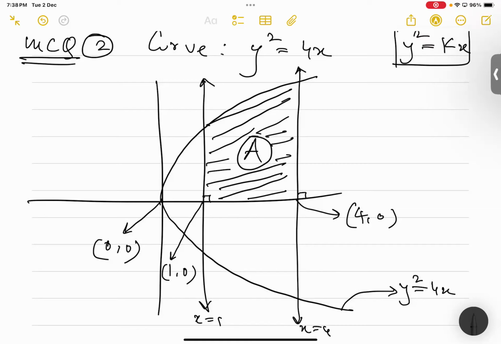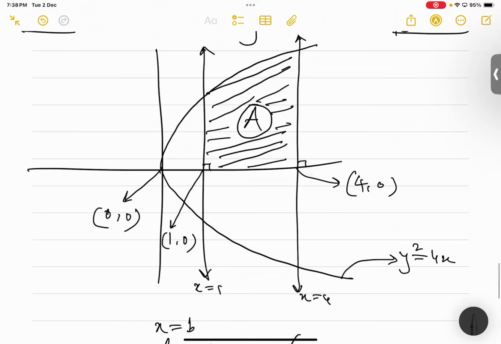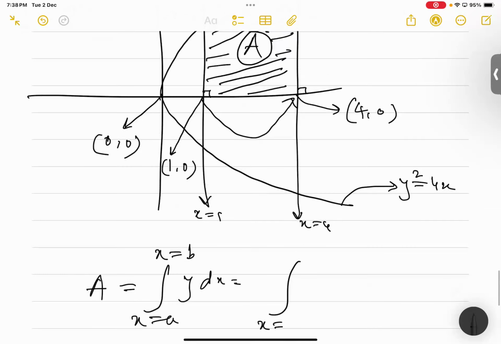Big diagram, please. In the test also, I will be expecting you to draw big diagrams. Shading should be proper. Every single detail has to be there, whatever I have mentioned. Don't miss out on any information over there. So area A, we are moving along x-axis from A to B, y dx, this is the formula. So we are moving from this point to this point. So what is A? Bolo, what is A?